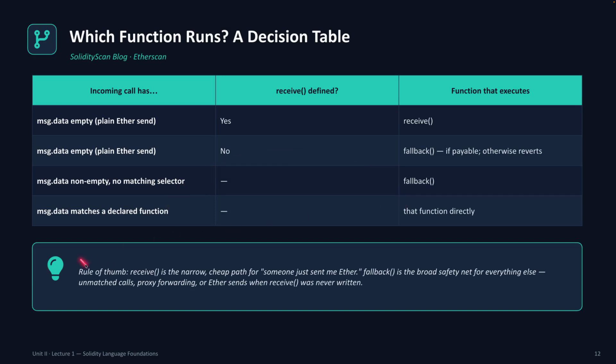What is the rule of thumb? Receive is the narrow, cheap path for someone just sent me ether, and fallback is the broad safety net for everything else: unmatched calls, proxy forwarding, or ether sends when receive was never defined. I hope this makes sense and you have got a fair bit of understanding of receive and the fallback function.